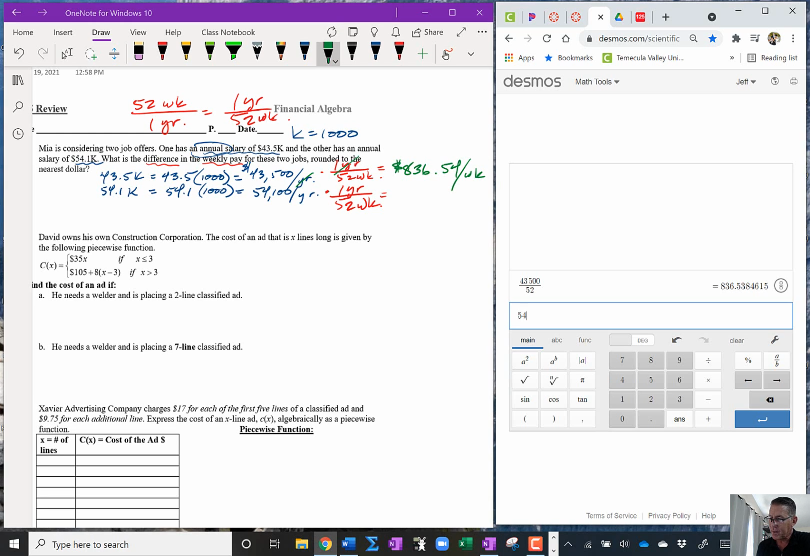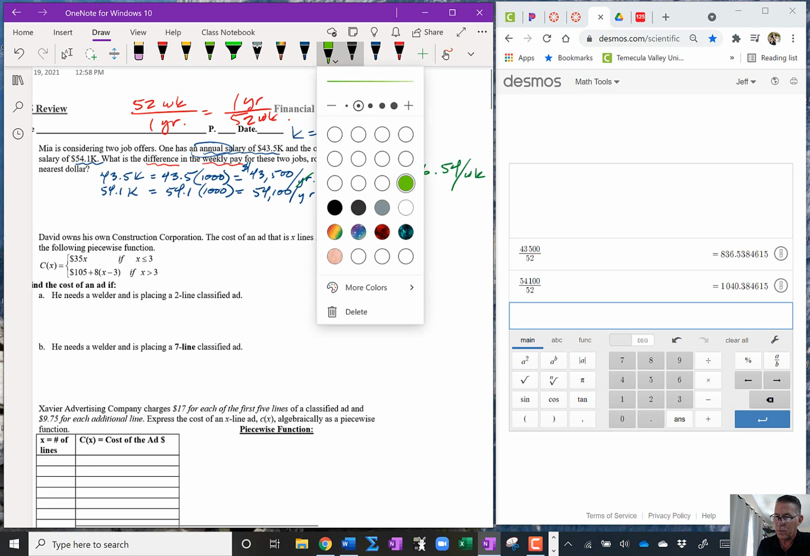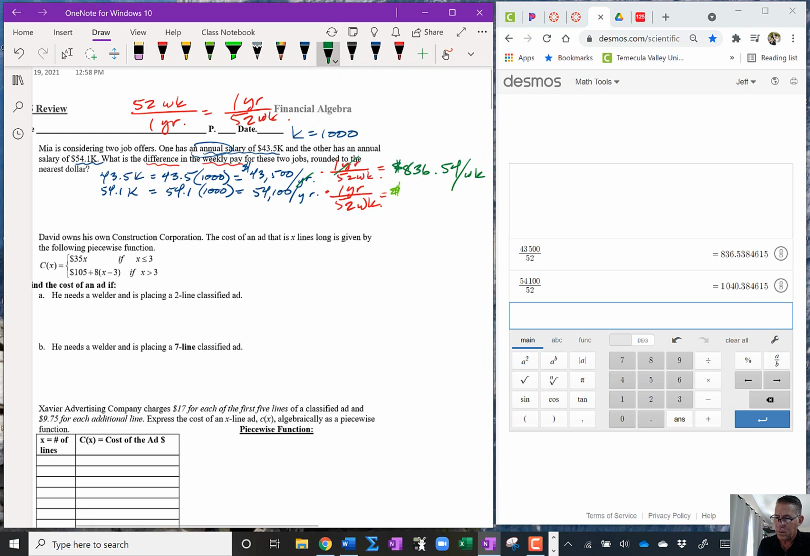So we take 54,100, because that's the other salary, divided by 52. And we get a little bit more, it's 1,040. So $1,040, and looks like 38 cents per week. WK is week.